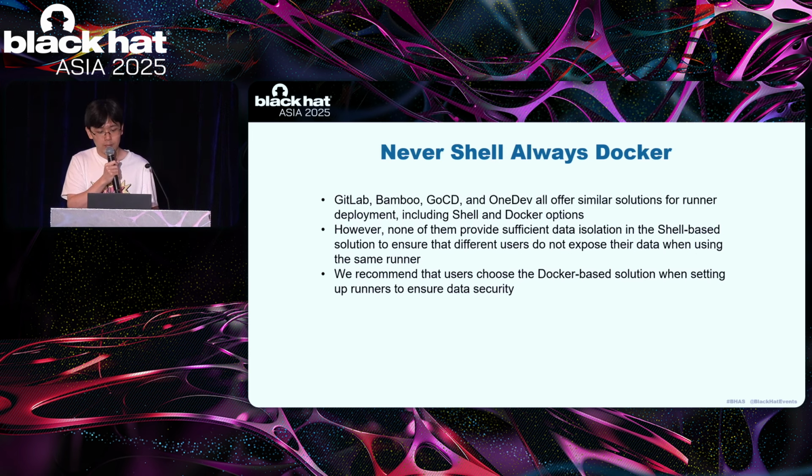GitLab, Bamboo, GoCD, and OneDev all offer similar solutions for runner deployment, including shell and Docker options. However, none of them provides sufficient data isolation in the shell-based solution to ensure that different users do not expose their data when using the same runner. So we recommend that users choose the Docker-based solution when setting up runners to ensure data security.